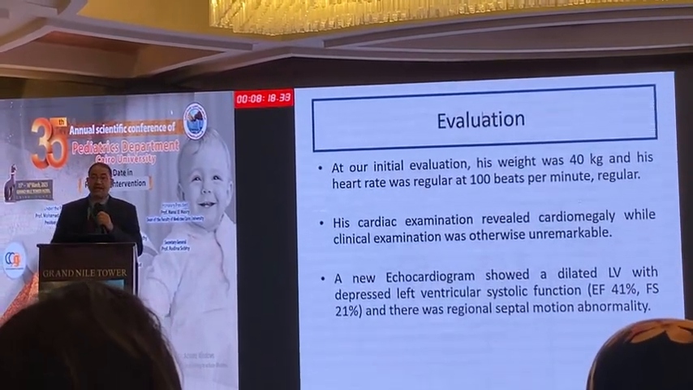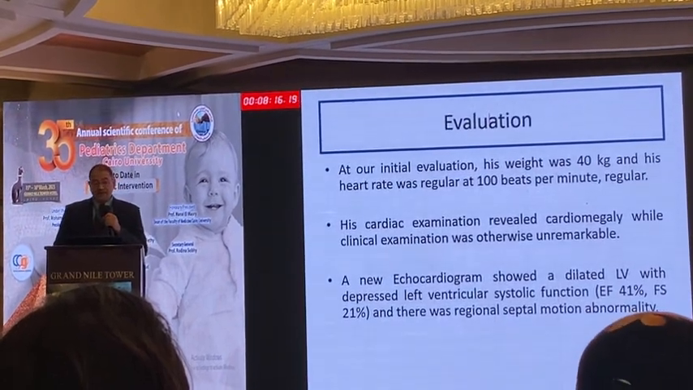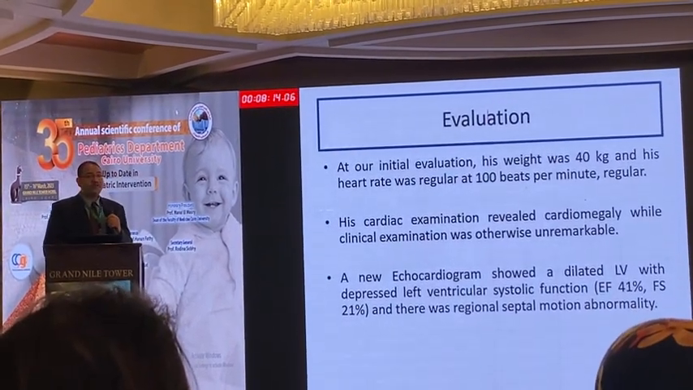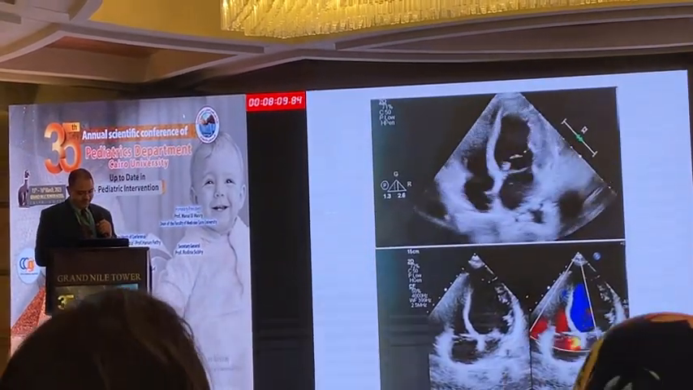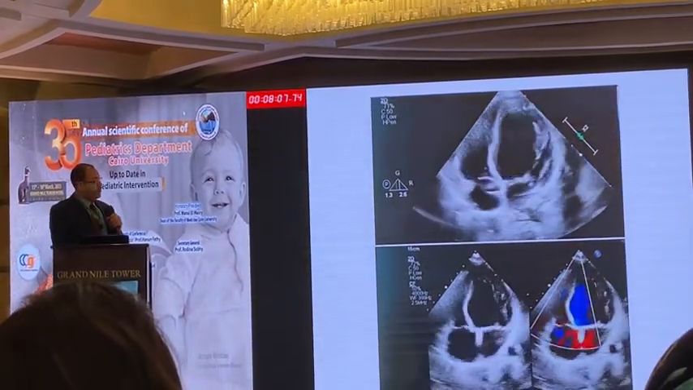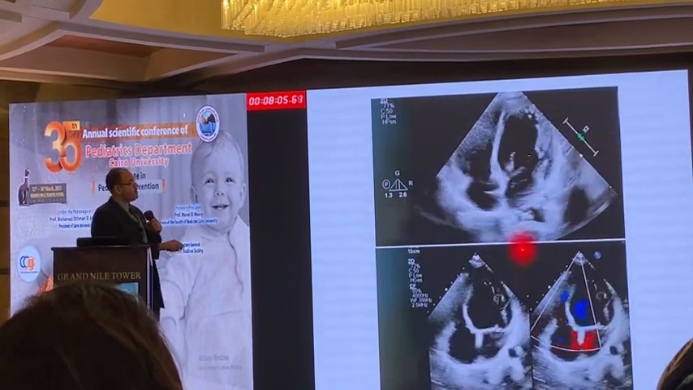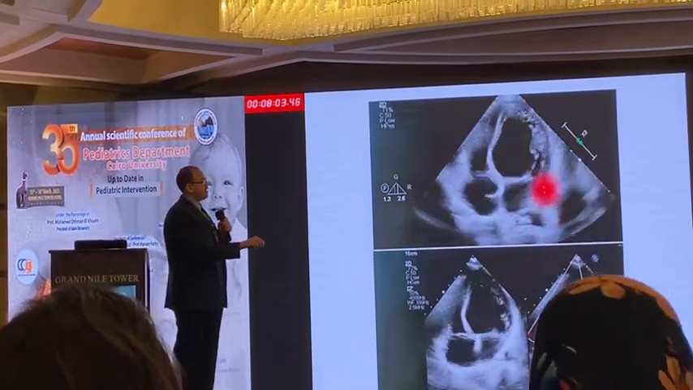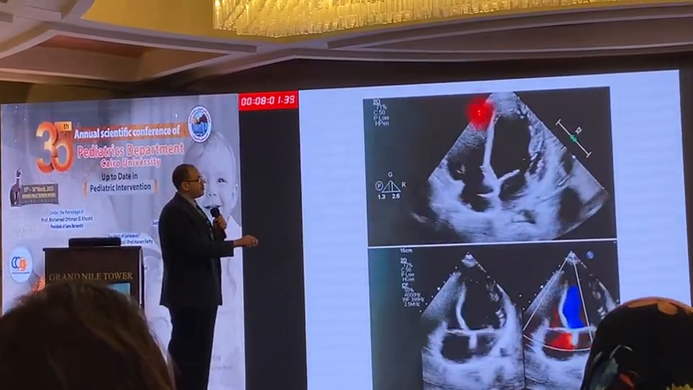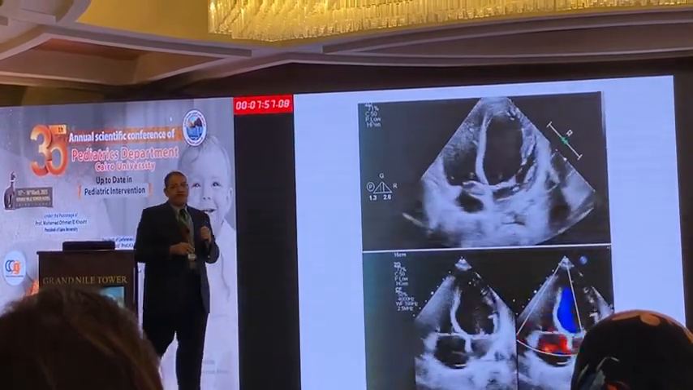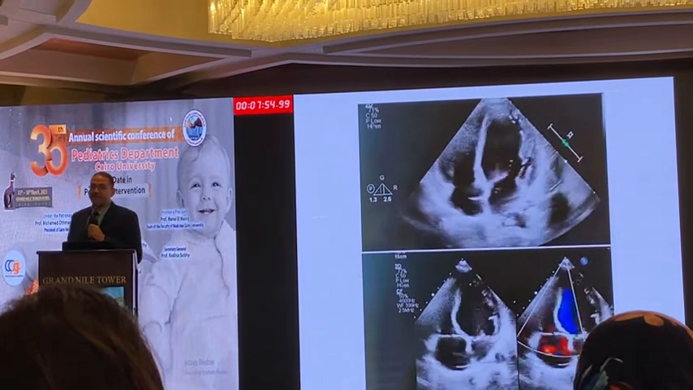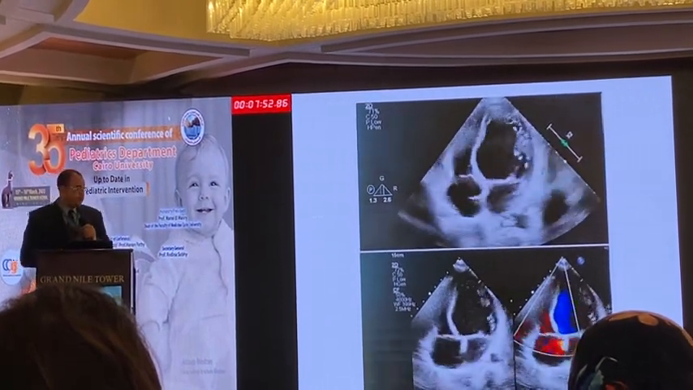His cardiac examination revealed cardiomegaly, and on the new echocardiography we found a dilated LV, but with regional wall motion abnormalities in the interventricular septum. As we see here, this is the left ventricle, which is dilated, and this is the interventricular septum. There is a part of the septum here that looks like a paradoxical or abnormal septal motion.